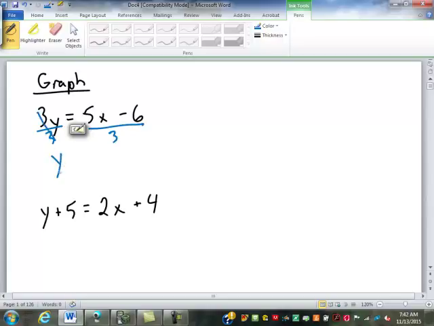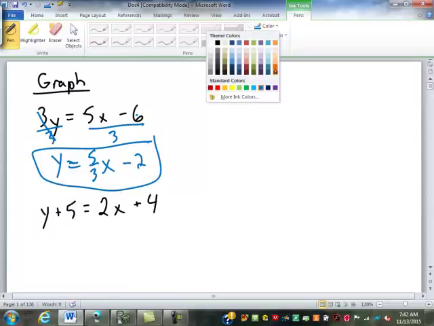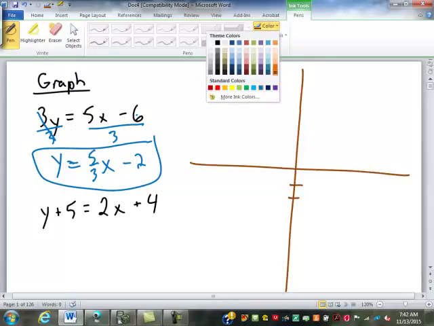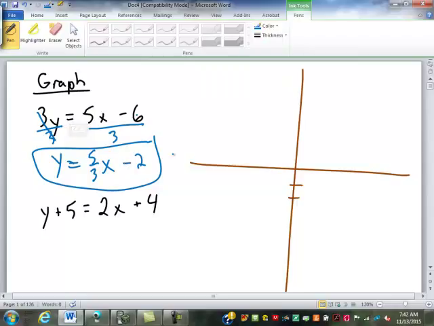So the 3 divides out, we're left with y. 5x divided by 3, well, that's just 5 over 3 x. Negative 6 divided by 3, negative 2. Does everybody understand why I called that a negative 6? Because it's minus 6. Yep.